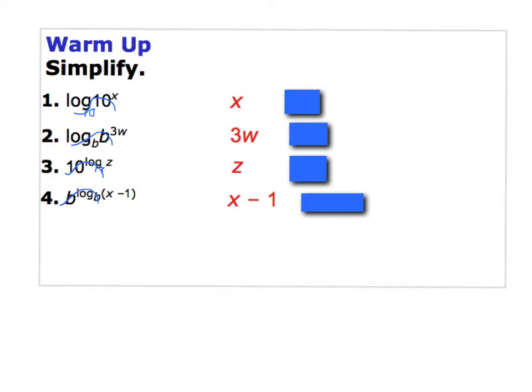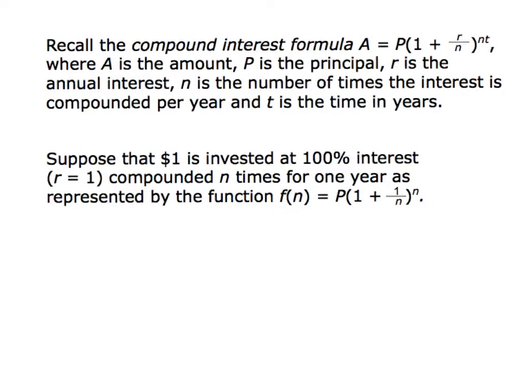Alright, so let's get into this lesson now. Let's review compound interest. Remember the compound interest formula. It says A is equal to, now remember A is the amount after t years. P is the initial amount that you invested or borrowed. R is your interest rate. N is the number of times it's compounded yearly. And of course, T is time in years.